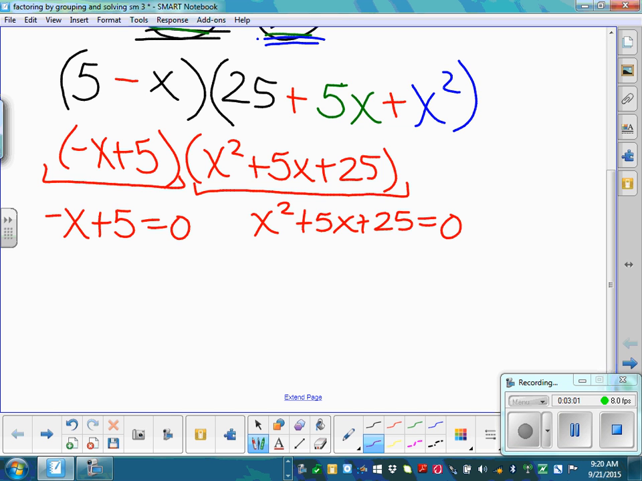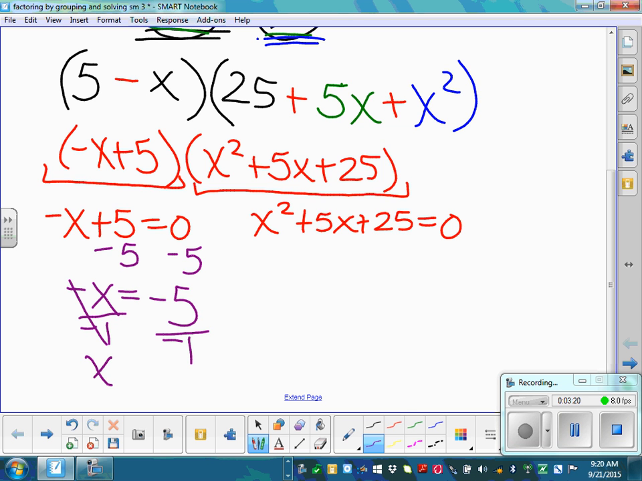Over here, we're trying to get x alone. So I'm going to subtract 5. So we have negative x is equal to negative 5. And then x isn't completely alone. What do we need to do? Divide both sides by negative 1. So our negatives divide out, and we have x is equal to what's negative 5 divided by negative 1. Positive 5. There's one of our answers. We know there's going to be 3 because we started with a cubic equation.